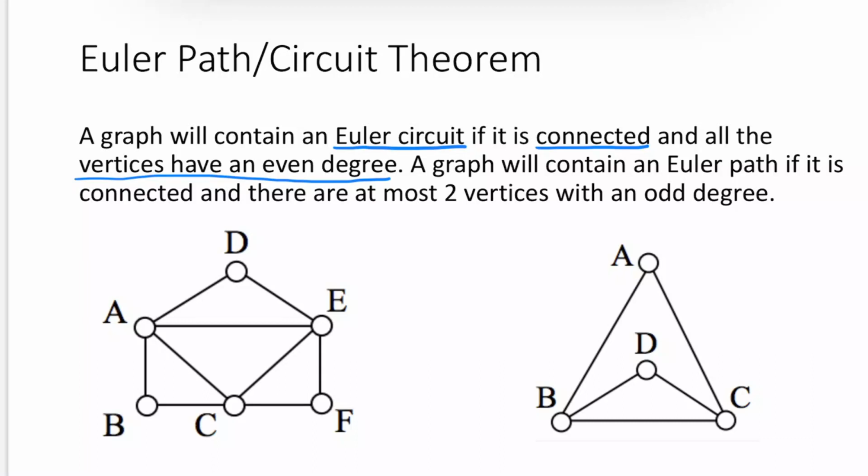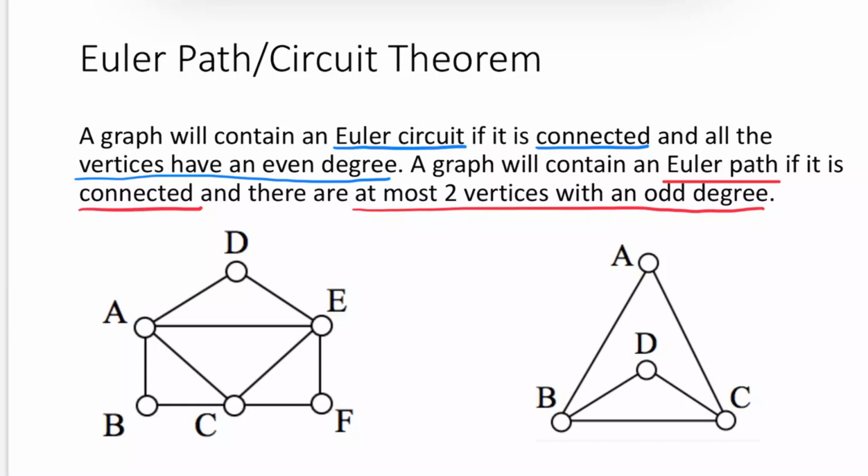And then the path theorem is very similar, where it says a graph will contain an Euler path if it is connected and there are at most 2 vertices with an odd degree. Because with a path, you don't necessarily have to start and end in the same spot. It is possible to have paths where you start and end in the same spot, but you don't have to. And so if you want to have an Euler path, then you could have 2 vertices that have an odd degree, and those would just be your starting and ending points.